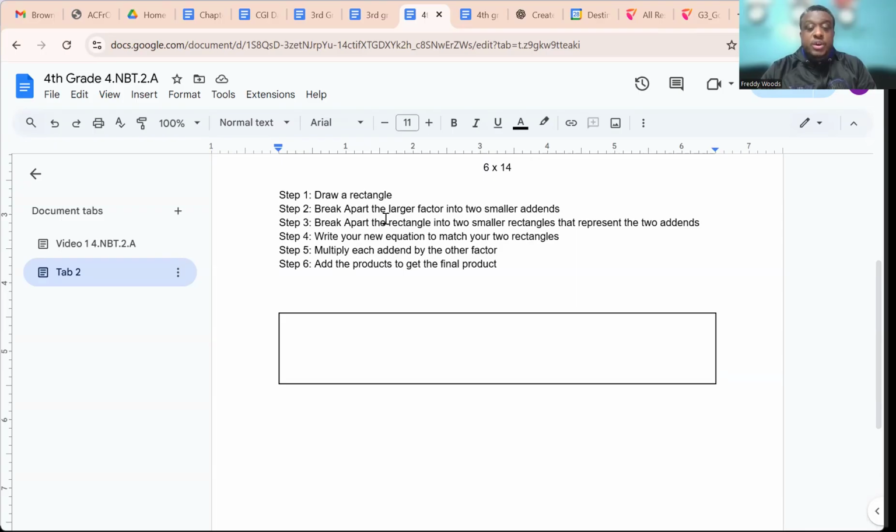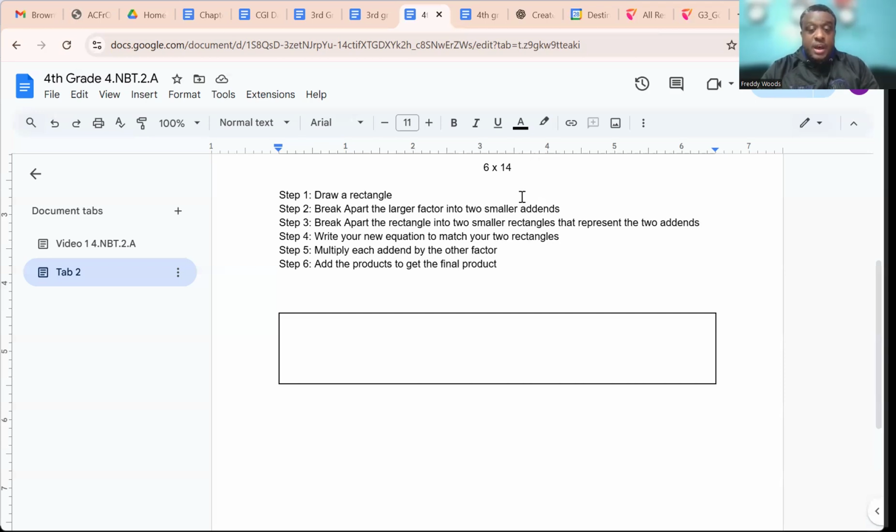Step two is to break apart the larger factor into two smaller addends. So I have to change this one rectangle into two. I'm going to split it up into two smaller rectangles. Which number do I break apart? I break apart the bigger number. So in 6 times 14, the bigger factor is 14. That's the number I'm breaking apart. It's a two-digit number, right? So I know I'm going to have a number in my ones place and a number in my tens place. I'm going to have a certain amount of ones and a certain amount of tens. That's exactly how I'm breaking the number apart.